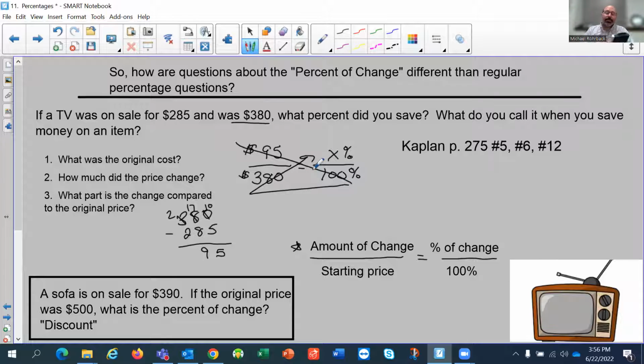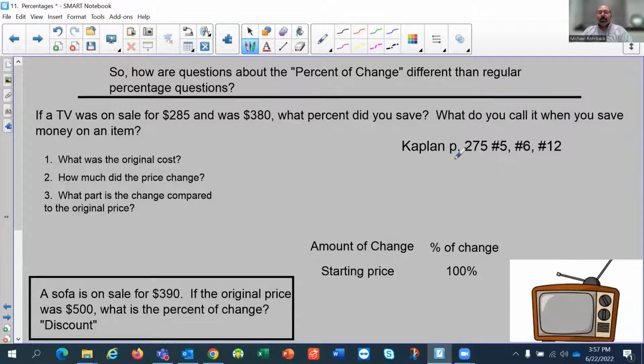So calculator time. 95 times 100 equals 9,500 divided by 380 is 25. So you saved 25%. You got it as 25% off. Great. All right, no problem. So we're going to run through three problems in the Kaplan book and do the same thing. We're going to put the amount of change equal to the percent of change over starting price over 100. All right, number 5, here we go.